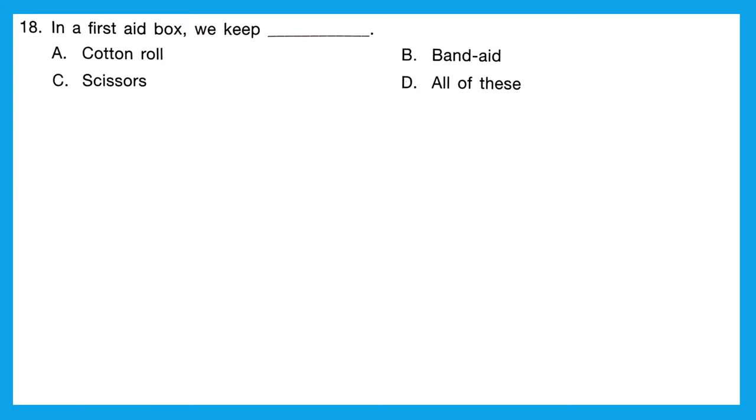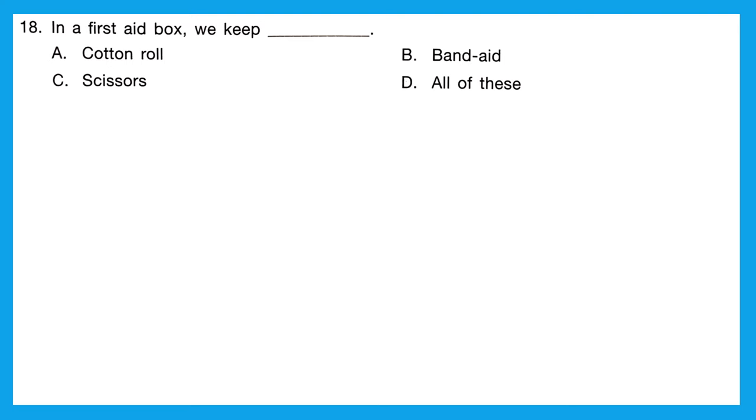Question 18. In a first aid box, we keep dash. Do you know about first aid box? It's actually the immediate thing which we require as a safety box. If somebody gets hurt, somebody has pain. So what all things we keep in that?